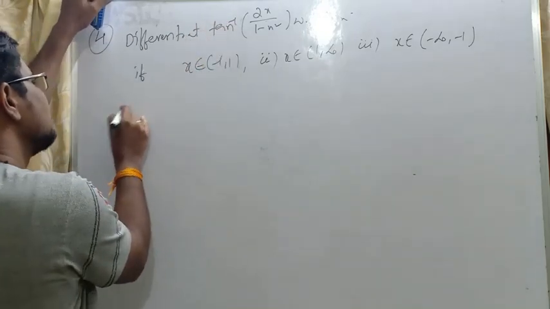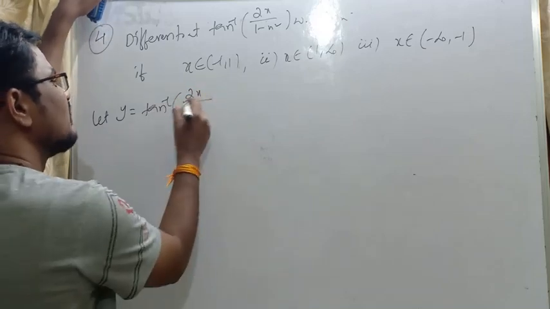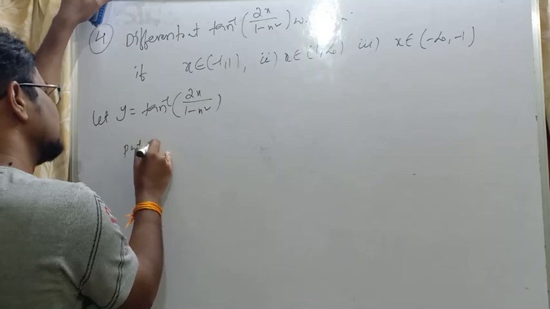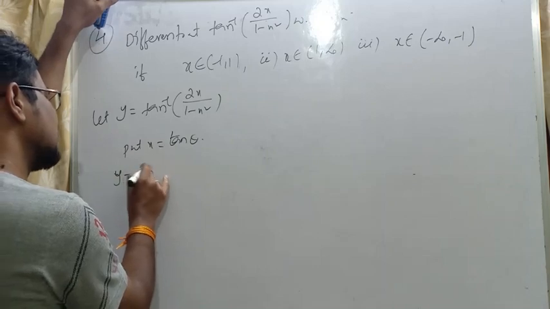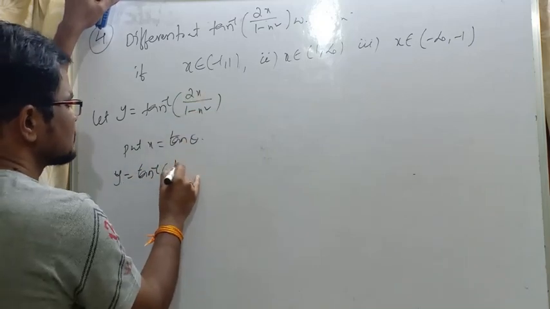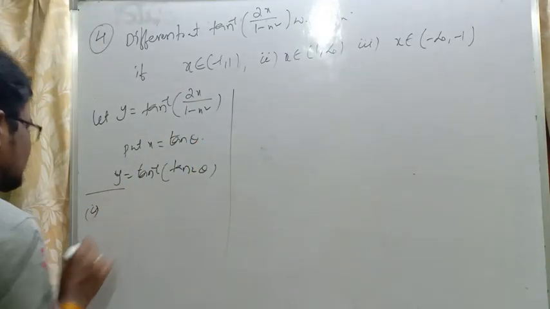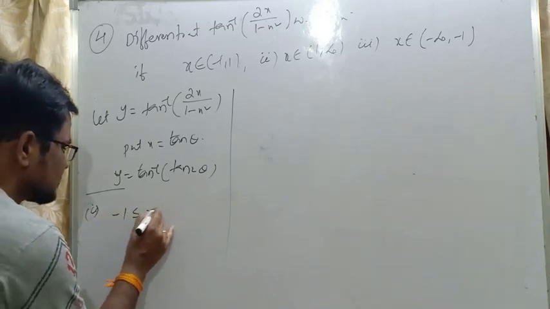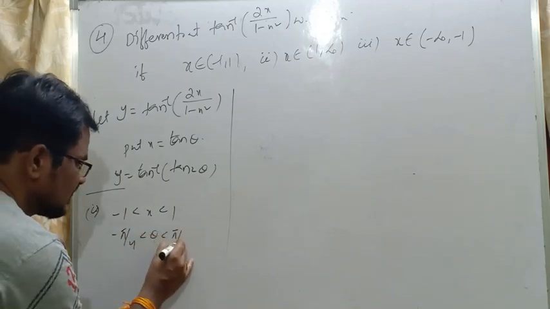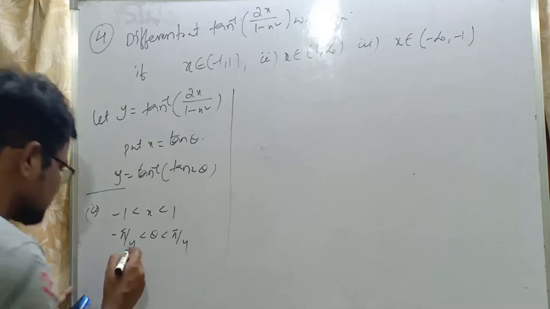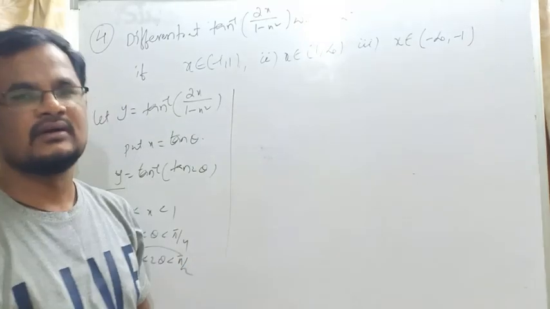Now what do we do for this one? Here also, let y equal to tan inverse of 2x by 1 minus x square. Put x equal to tan theta. So y equal to tan inverse of 2 tan theta by 1 minus tan square theta, which is tan 2 theta. Now here onwards we have to do the problem carefully. So minus 1 less than x less than 1 is the first condition. Apply tan inverse: minus pi by 4 less than theta less than pi by 4. Now multiply by 2 on both the sides. It means minus pi by 2 less than 2 theta less than pi by 2. Clearly it is the range of tan inverse x.